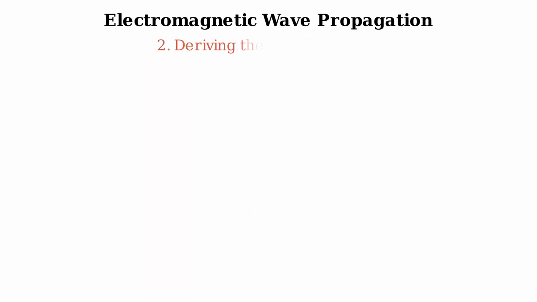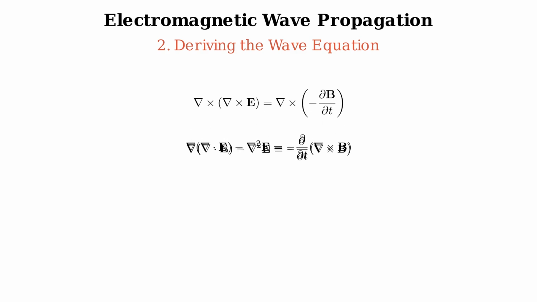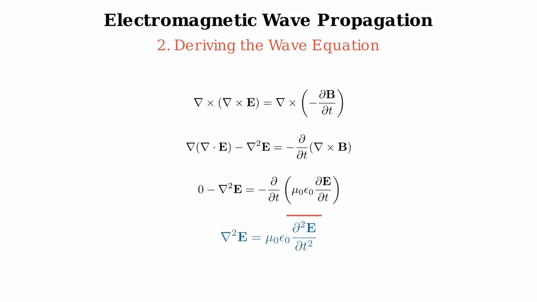To find the wave equation, we take the curl of Faraday's law. On the left side, we use the vector identity for the curl of a curl. Because the divergence of E is 0 in a vacuum, the first term vanishes, leaving minus the Laplacian of E.